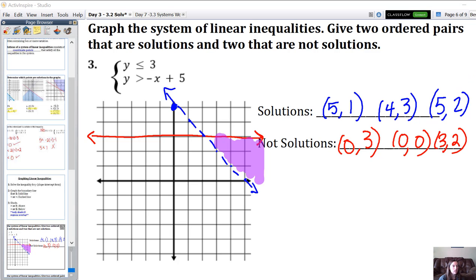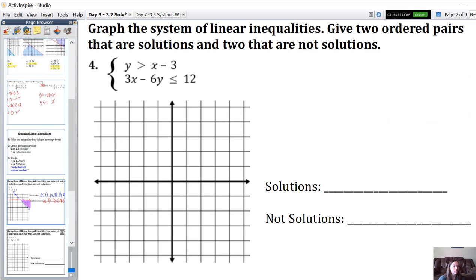We have a couple more examples to solve some systems of linear inequalities. Number 4, we have y is greater than x minus 3, and 3x minus 6y is less than or equal to 12. Now the first inequality in this system is already in slope-intercept form, so we don't need to move anything around there. I'm going to go ahead and graph that, and then I'll worry about the second inequality.